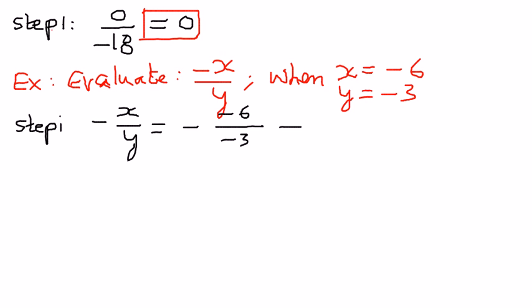Now, as we can see here, we'll keep the negative sign which came with the equation. We know from the rule of division of signs that negative divided by negative is a positive, and then let me write that.